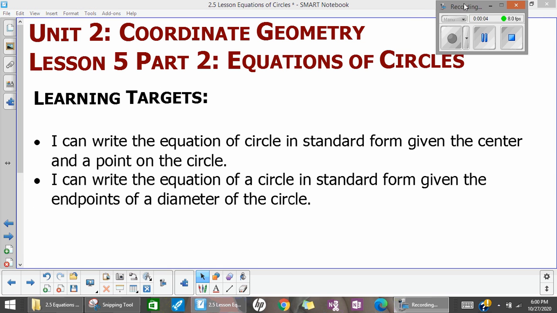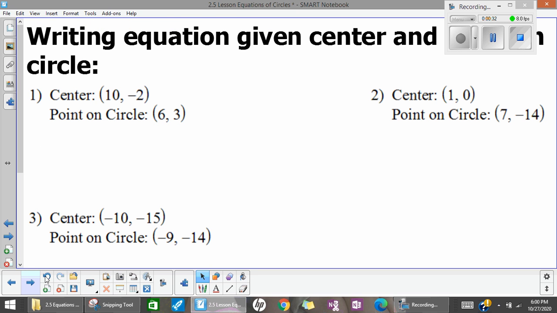Hey, this is part 2 of lesson 5 in this unit, where we're talking about the equations of circles, and there's a couple more things that we can do with equations of circles in order to write them. I want to take time to go through some of those with you. There's some on your practice. I will have an extra examples video as well, but this is the main lesson that you should watch.